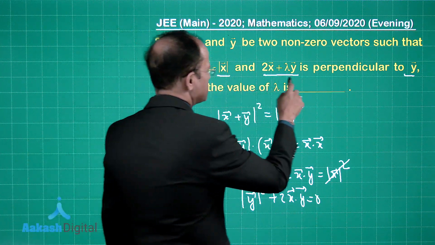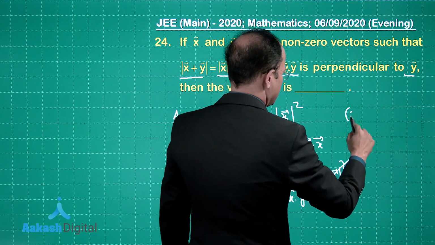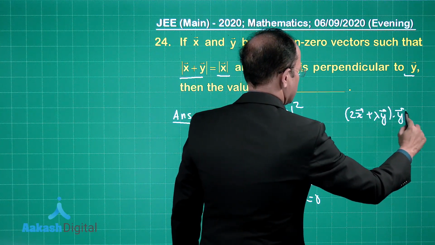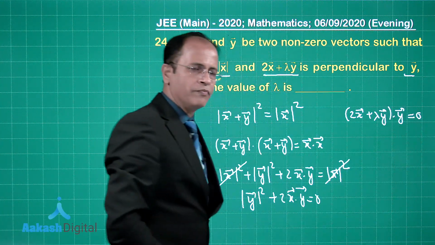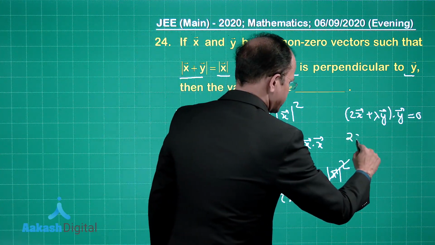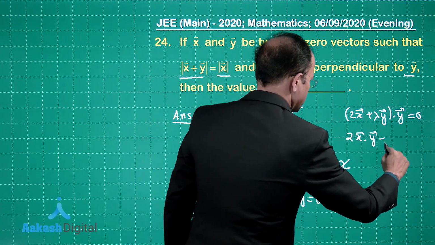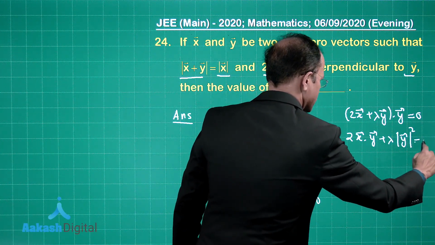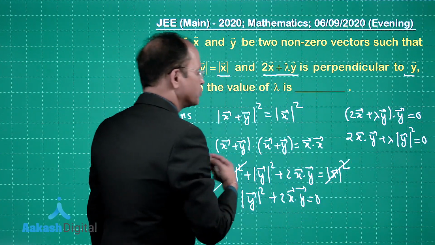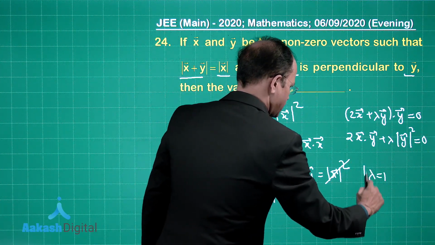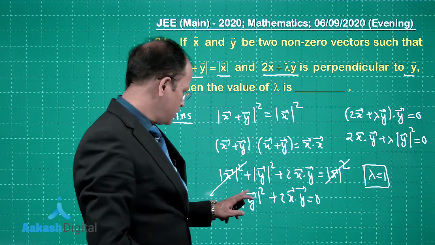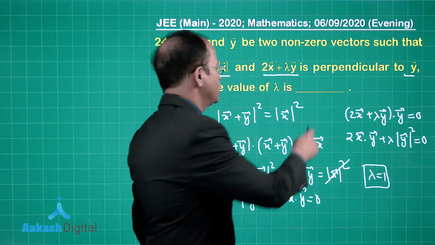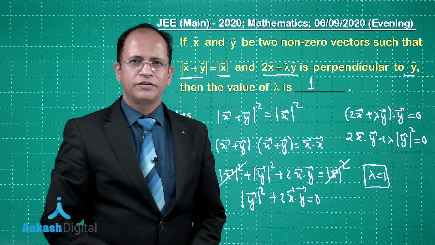Also you can see here that 2x plus lambda y is perpendicular to y. That means we have 2x bar plus lambda y dot y vector is always equal to 0. So this is going to be 2 vector x dot vector y plus lambda, we have y dot y, that is magnitude of y whole square is equal to 0. Now if we compare these two, we get lambda is equal to 1. You can just have a look at this part, because the coefficient of magnitude of y whole square is 1. Here also it is 1, and we have the same equation. So the final answer is 1.